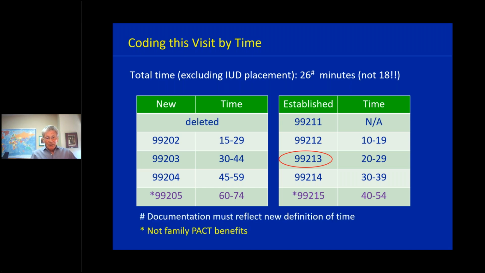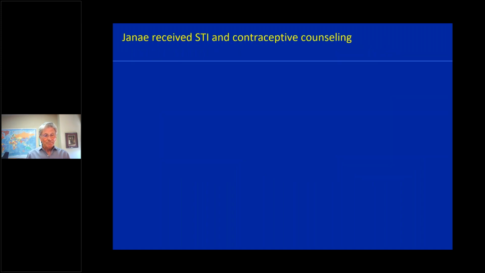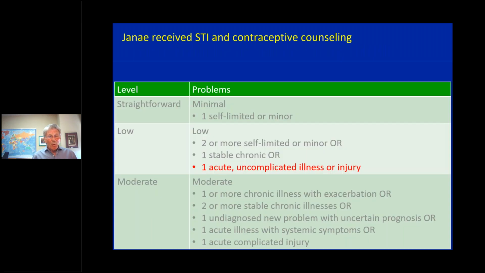Next. So next what we're going to do is to compute the level of the medical decision making for Janie's visit. Remember, first we compute the number of problems, then we compute the amount of data, then we compute risk. Next. Okay, so what did Janie receive when it comes to that first element of medical decision making? She had one acute, uncomplicated illness or injury. So that level is considered to be low. Next. Okay, so one acute, uncomplicated illness is low. So we have a score for that column.